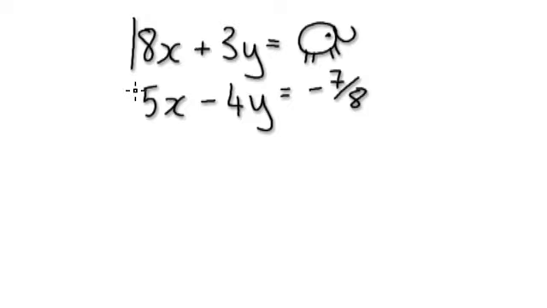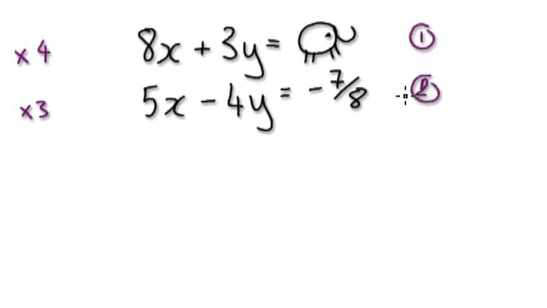Is it easier to eliminate the x, or is it easier to eliminate the y? I think it's going to be easier to eliminate the y, because if you times this equation here by 4, and then you times this equation by 3, up here you're going to get positive 12y, down here you're going to get negative 12y, and when you add the two together, they will kill off each other. So let's call this equation 1, equation 2 here.